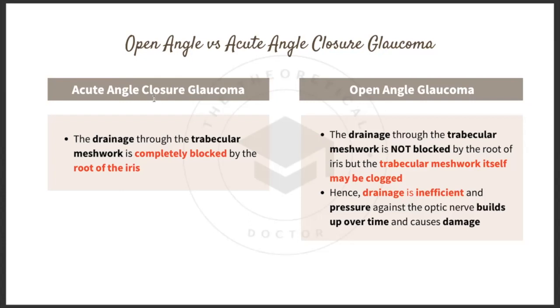It's important to know the difference between open angle and acute angle closure glaucoma. In acute angle closure glaucoma, the drainage through the trabecular meshwork is completely blocked by the root of the iris. Whereas in open angle glaucoma, the drainage through the trabecular meshwork is not blocked by the root of the iris, but it may be clogged, and usually it's not fully clogged. Hence, drainage is inefficient and the pressure builds up over time. And of course, it can cause damage. Whereas in acute angle closure glaucoma, it's acute. It happens immediately. Patient comes in with severe pain in their eye, but open angle, it takes time to build up.